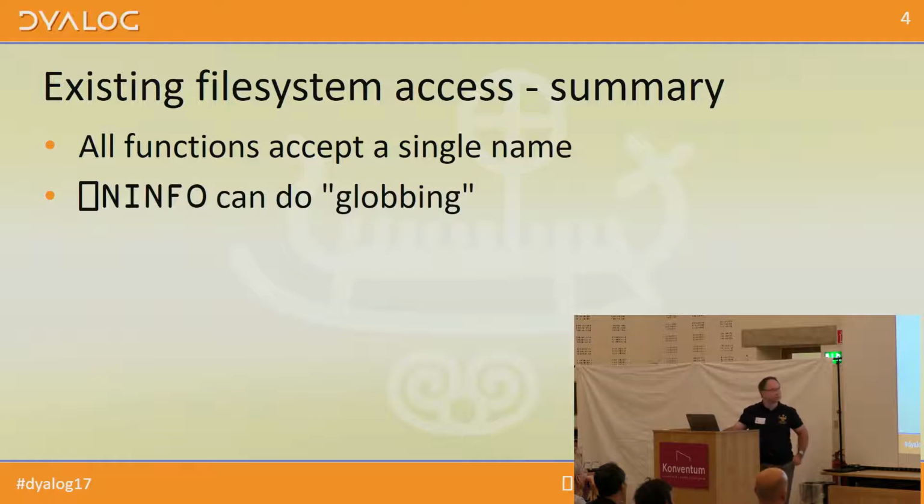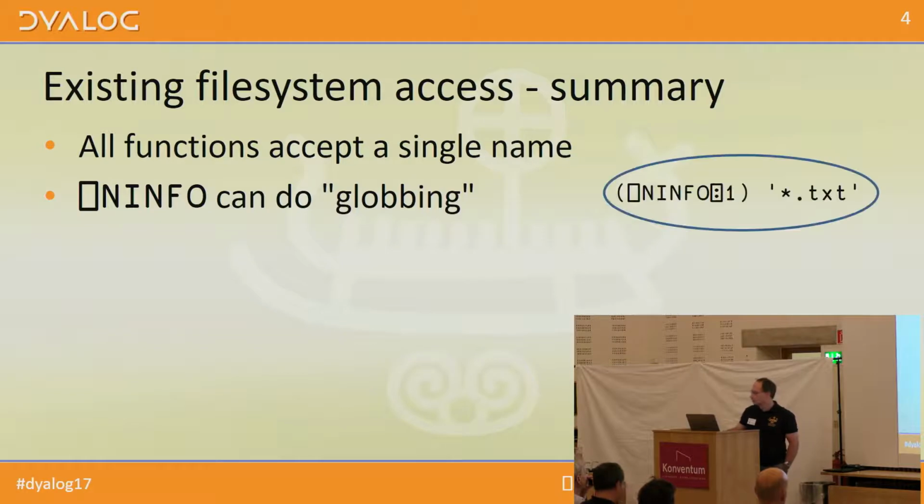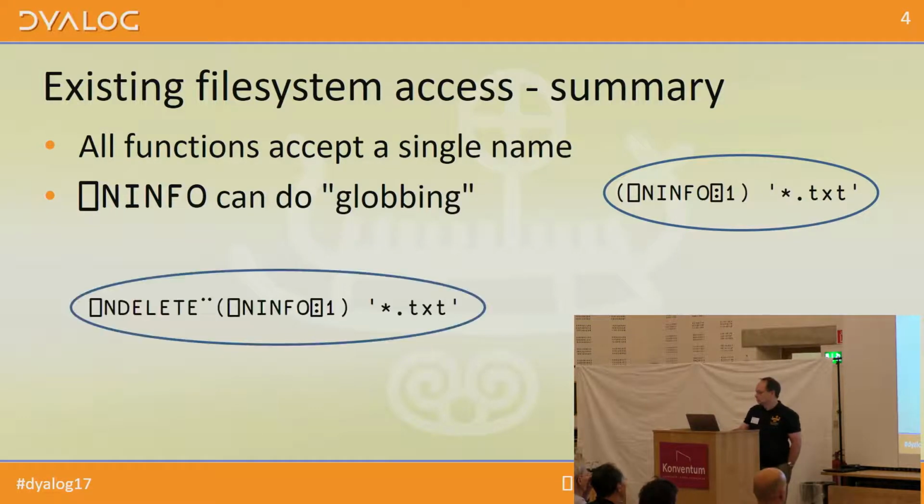And ninfo has got an extra capability. It can do globbing or wildcard expansion. So if you give it a variant option and then something like star.txt, it can expand that into all the matching files. So we thought that with all the functions accepting only a single name and ninfo, you can use the two together and construct much more useful functions to delete many files. For example, as in there, ninfo will generate the list of names that match that, and then ndelete will go ahead and delete those files. So you don't need anything more on ndelete.